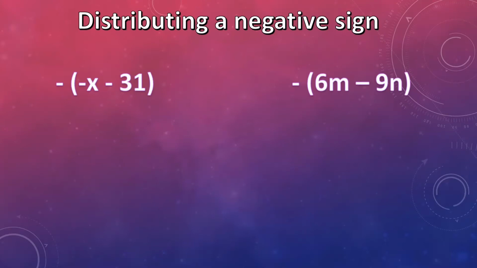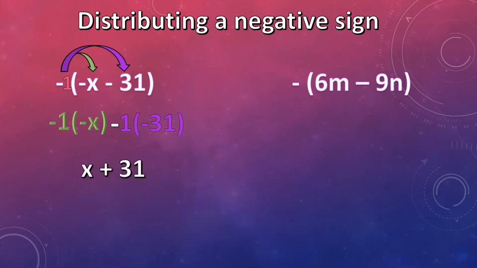Okay, let's see how you did. So I'm going to distribute this negative 1 to my negative x and to my negative 31. So your work should look something like this. If you don't have that, pause, write it down, help yourself out. Remember, the more detailed your notes, the better you're going to be on an assessment. So you should have x plus 31.